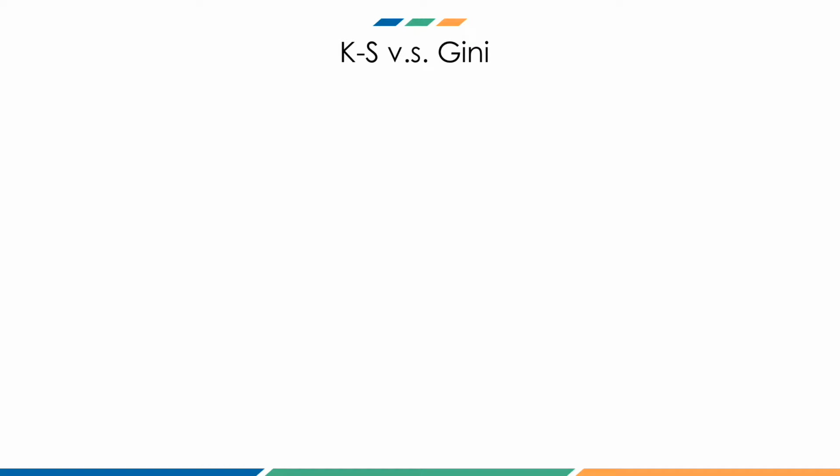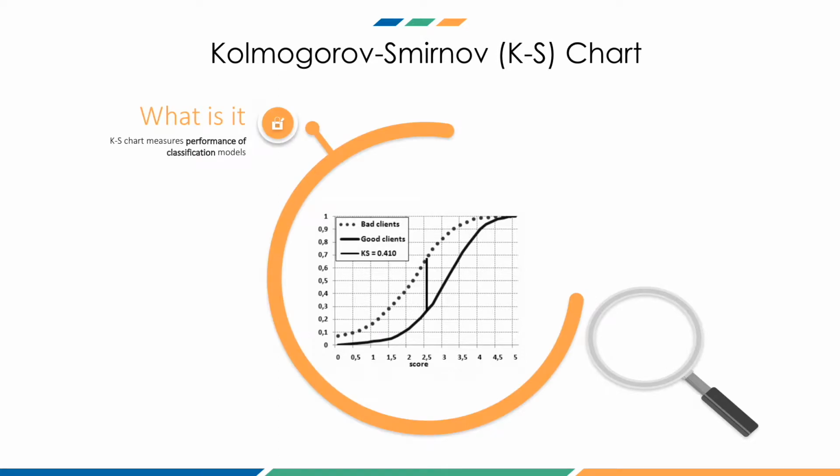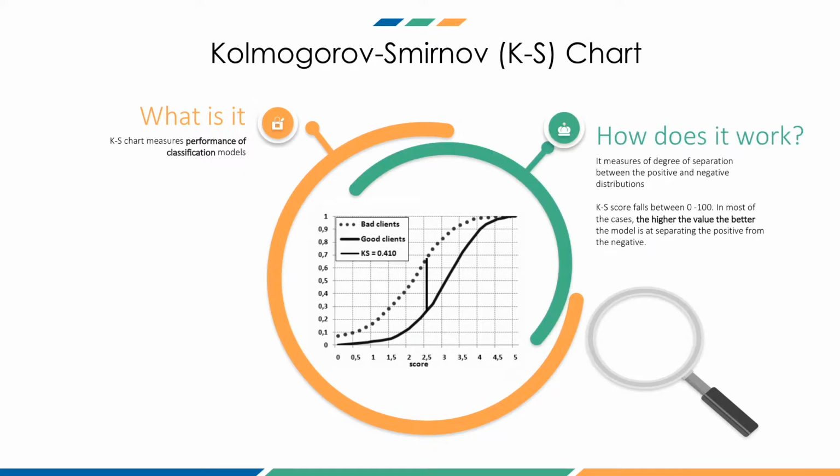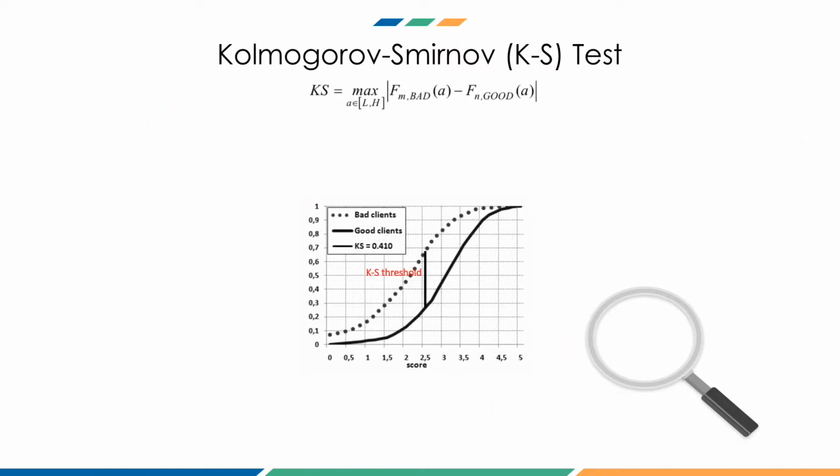Here is a graphical representation of the Gini versus the KS model. These are the two most commonly used methods for validating credit scoring models. This is the KS model. It works by measuring the maximum degree of separation between two distributions, in this case the positive and the negative. If the KS is 100%, this means that at a given threshold the distributions are perfectly separated. If the KS score is 0, it means that the distributions are not separated at all.